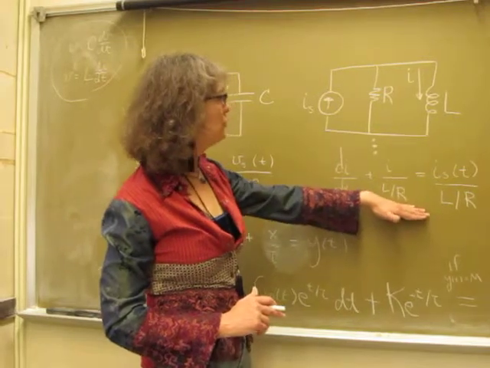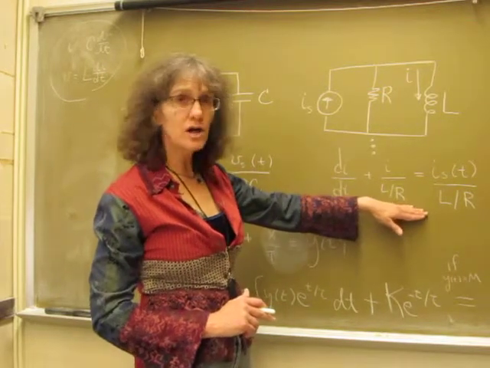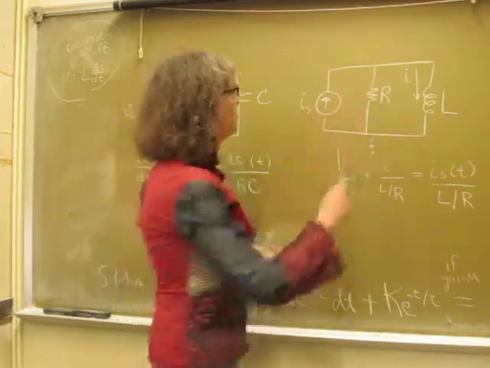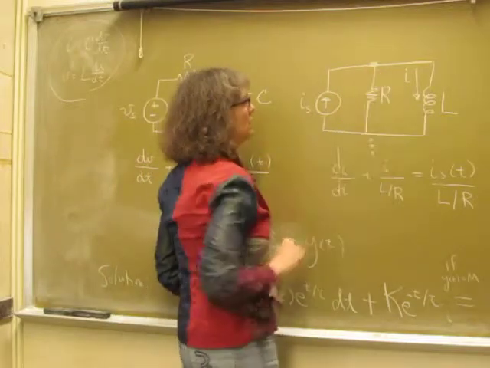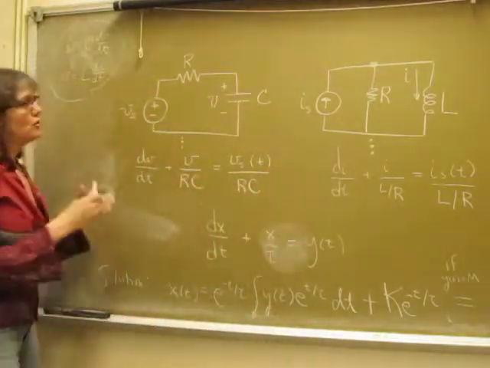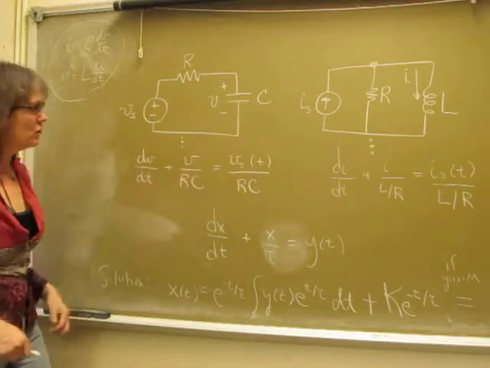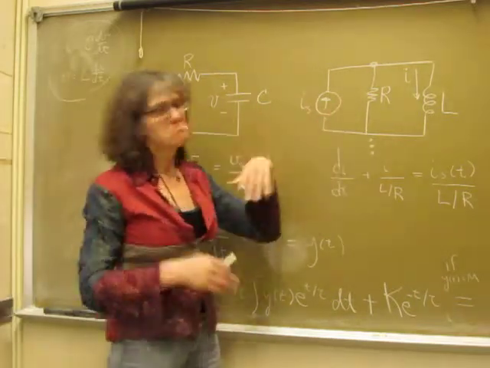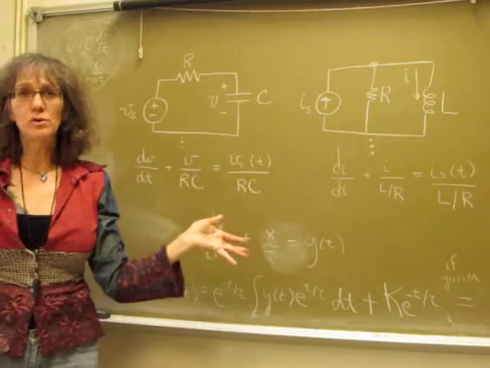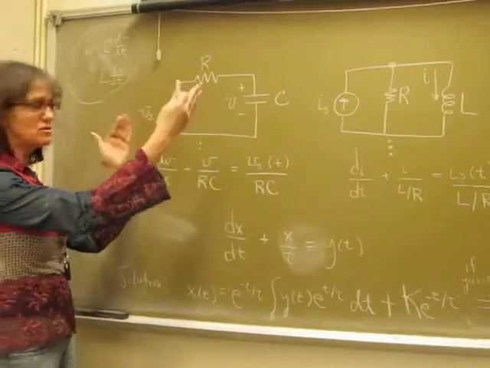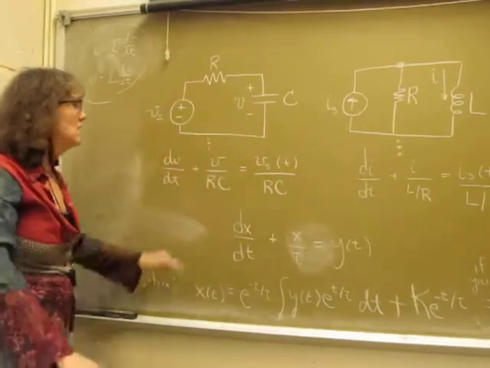And for this one, you wouldn't use Kirchhoff's voltage law, you would use Kirchhoff's current law, and you would just do it for this node right here. So we have these two differential equations for the only two first order circuits that exist in the world, right? Because we can always get our first order circuit to look like one of these.